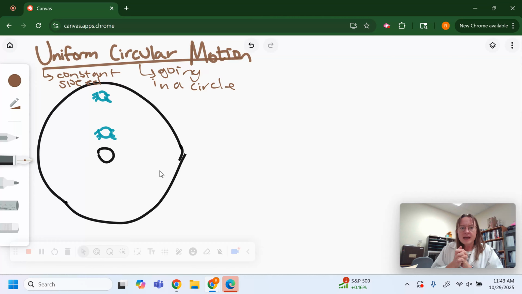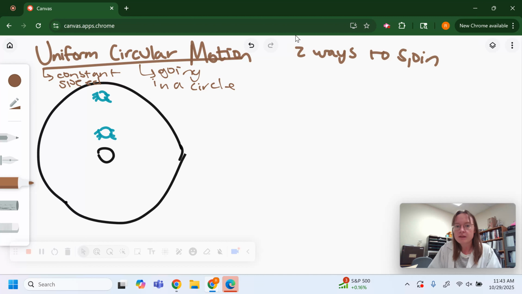We're going to start today by talking about how there are two different ways to spin. Two ways to spin. That is a terrible spin.